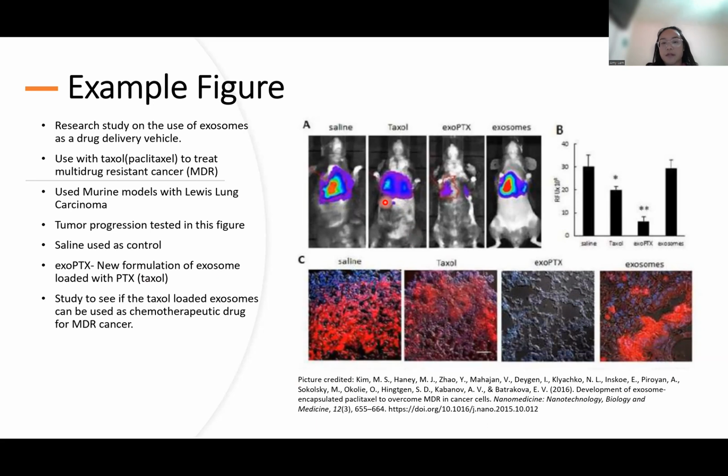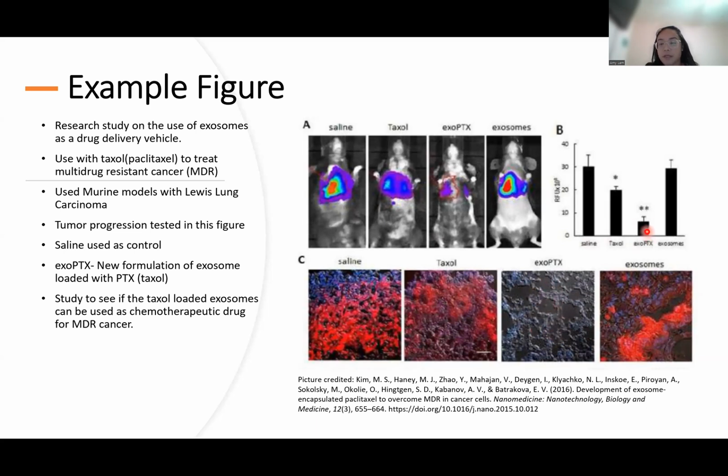And you can see it reflects from the infrared graphs that they took of the mice of the tumors that were inside of them. And then for their experiment that they used their new formulation of the exosome loaded with the PTX or the Taxol, in my opinion, there's really honestly no red. And in the article, it said that there was very, very little to no cancer cells still left in there.